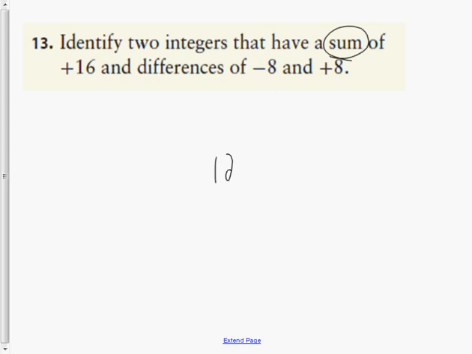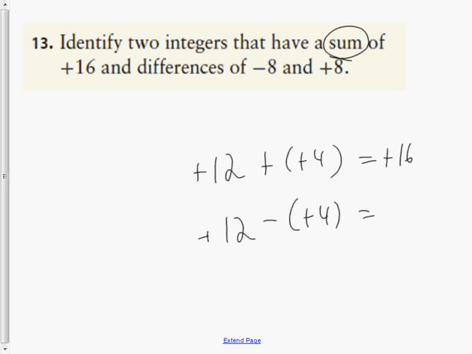What about 12 and 4? What about a positive 12 plus a positive 4? What's the sum of those two? Positive 16. What's the difference between those two? What's the difference of those two? Positive 8. Is that right? What about if I reverse them? What's the difference between these two? 4 take away 12 is negative 8.